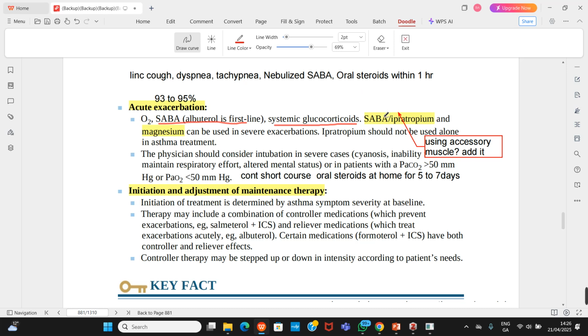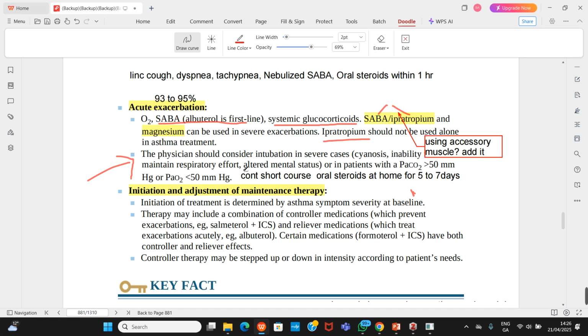So sometimes you might combine SABA with SAMA, which is what? Albuterol with ipratropium. Especially when it's very, very severe. And sometimes you can introduce magnesium too if it's very severe. We have said you don't use your muscarinic agonists alone. But when you will now wait for us again is the situation where we want to do high PPV or intubation.